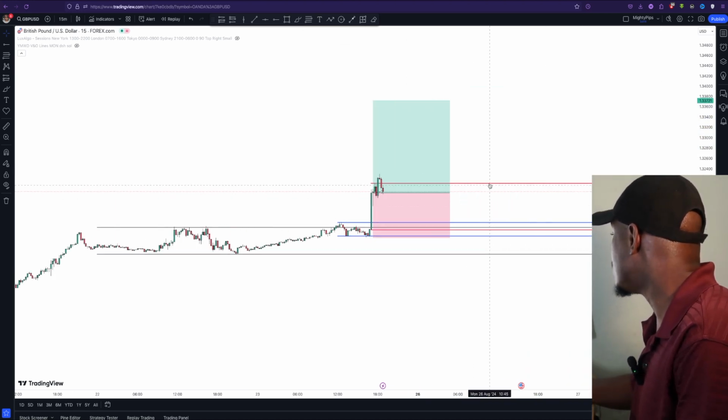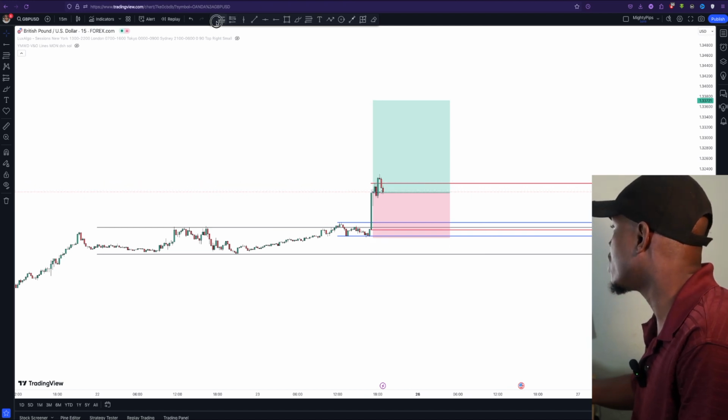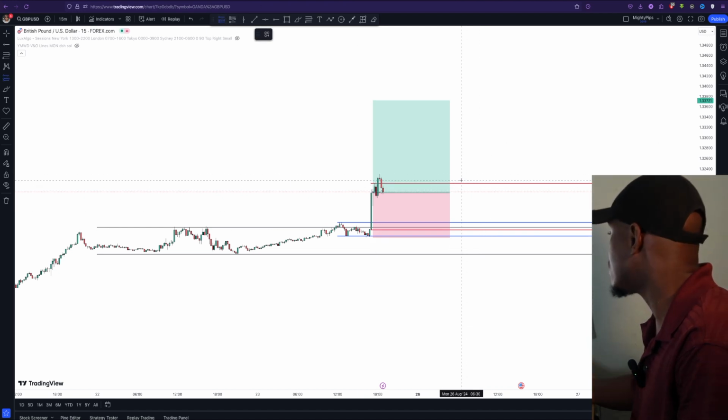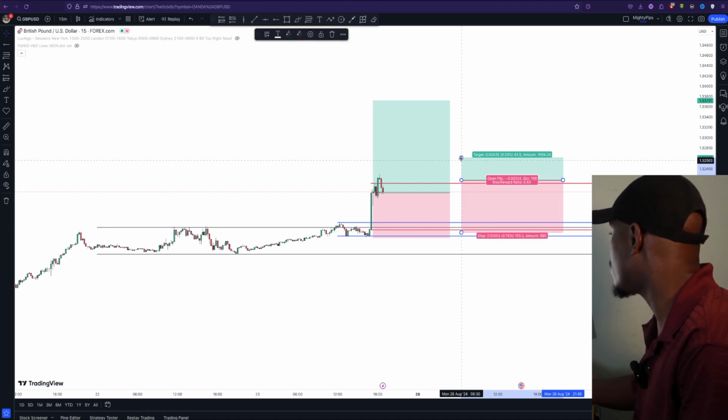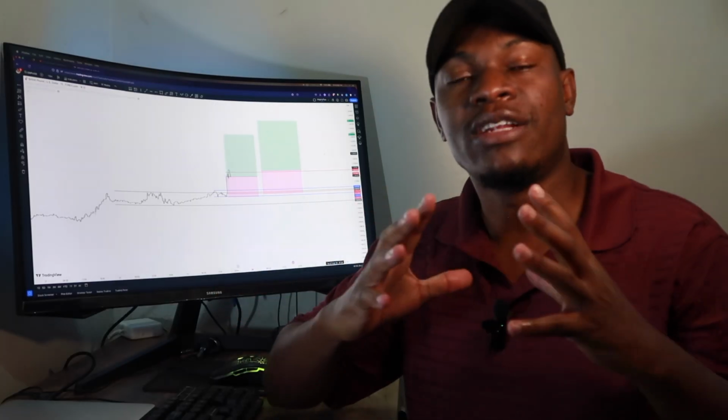The 1-hour range is the one in red. So we had also a breakout here. We could trade the 1-hour range also just above here, and then we'll put our stop loss below the red zone, and then we could target a 1 to 2 like this. So those are the trades that you could take using this strategy.